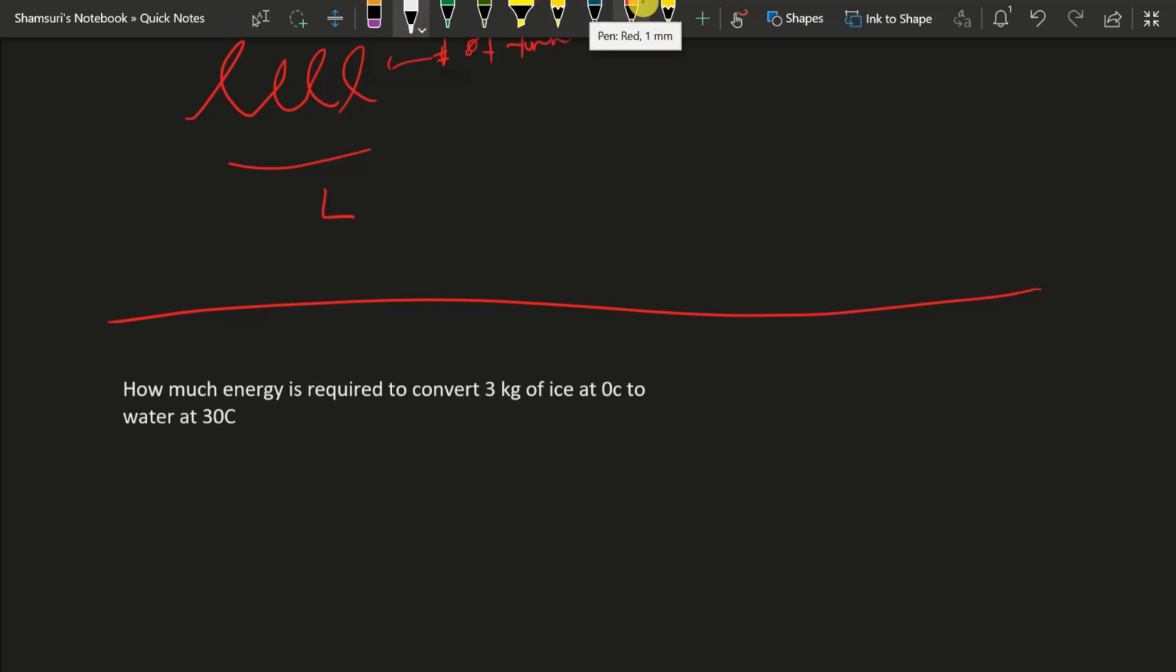Your friend is asking about the last question: how much energy is required to convert 3 kilogram of ice at 0 degree into water at 30 degree. The question is why we did not use the solution just now. I made the solution like this, so let me check the solution again, then after that I return to why not use the question.